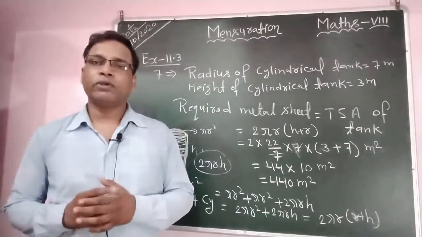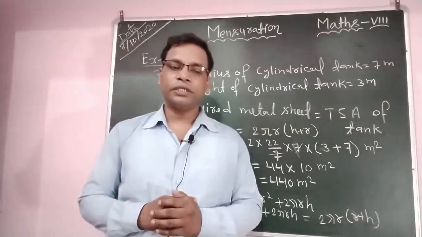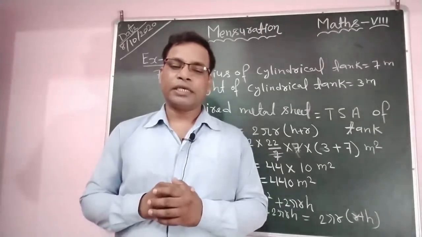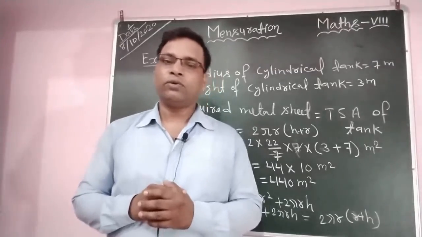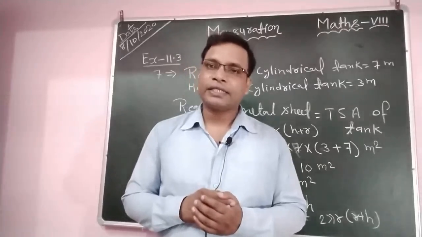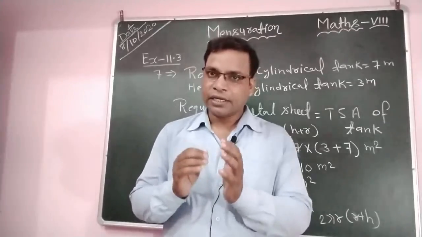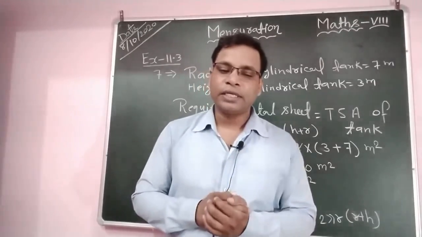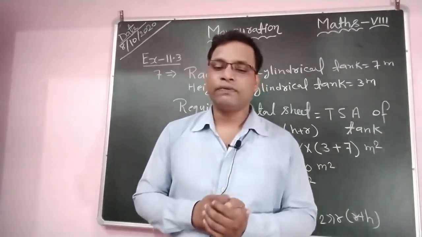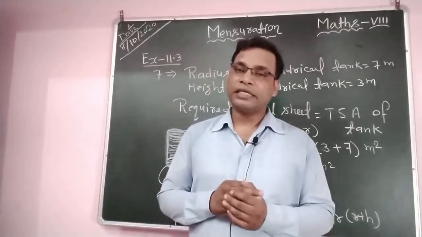Now we are going to discuss the next question, question number 8. In this question it is given that the lateral surface area of a hollow cylinder is 4224 centimeter square. Here we talk about the lateral surface area. Lateral surface area means curved surface area. This is given, and the cylinder is hollow. The lateral surface area of the hollow cylinder is 4224 centimeter square.